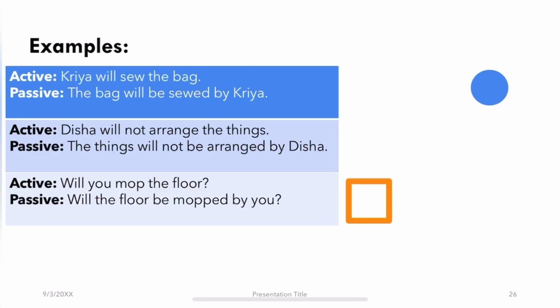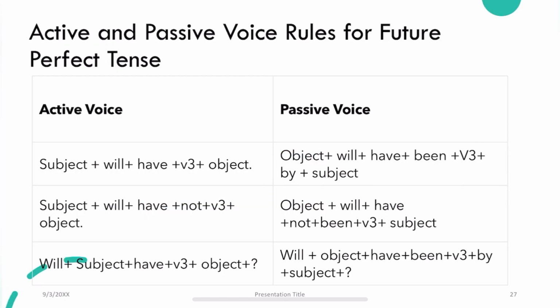There are some examples related to this. Let's take a look. The first one is: Kriya will sew the bag. The bag will be sewed by Kriya. Disha will not arrange the things. The things will not be arranged by Disha. Will you mop the floor? Will the floor be mopped by you?